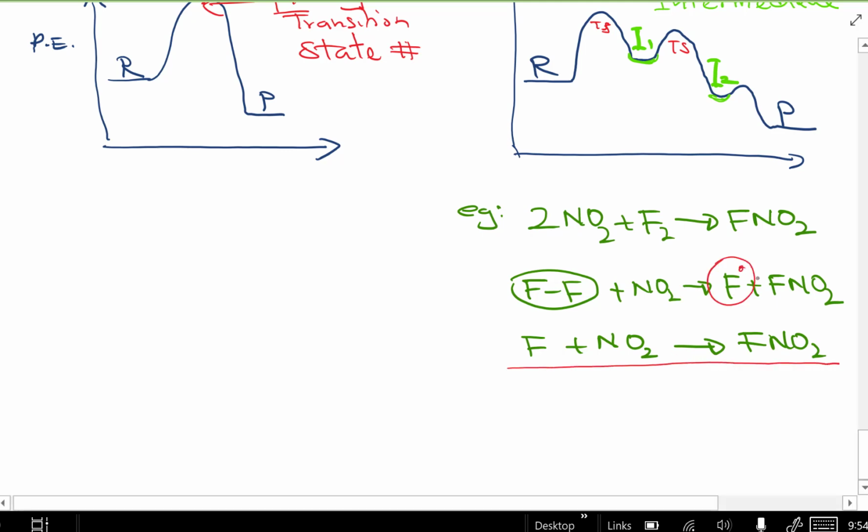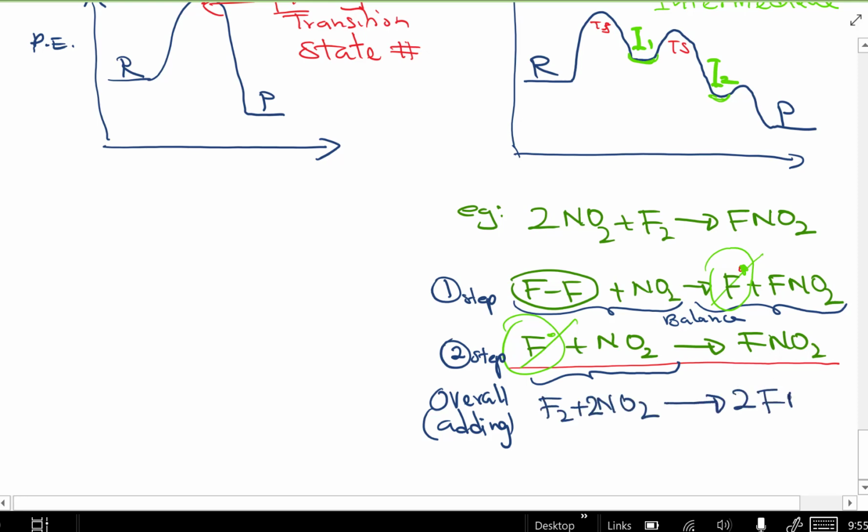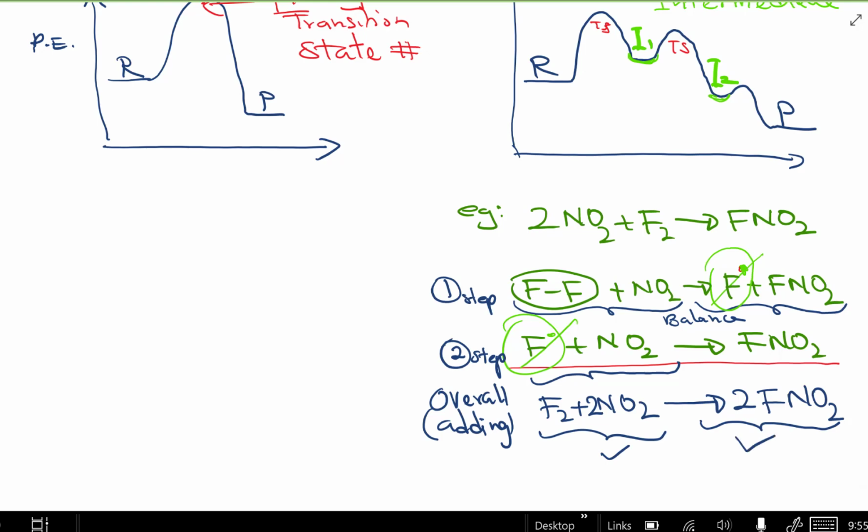Now you can also say fluorine is a radical, and this radical is an intermediate. They can be cancelled out. These are the ones I was talking about living in the valley. Left and right sides should be balanced. Make sure you can handle balancing left and right, in case you have to fill in the blanks. Step 1 and step 2, added together, will give you the overall reaction. In this case, collect all the left, F2 and 2NO2, and collect all the right, 2FNO2. That's the overall reaction. Check the balance left to right, voila.